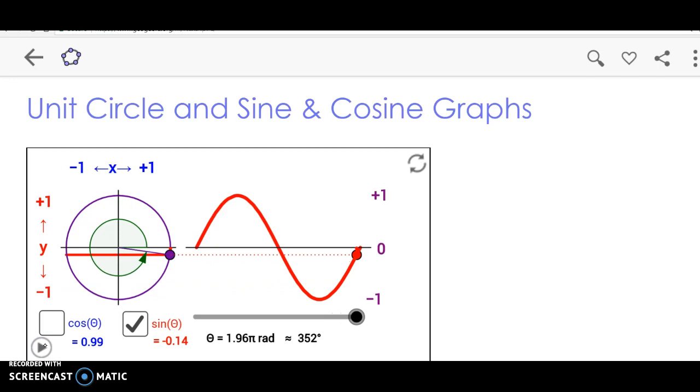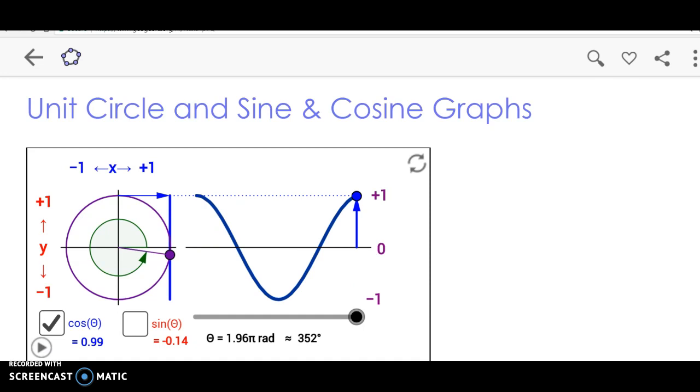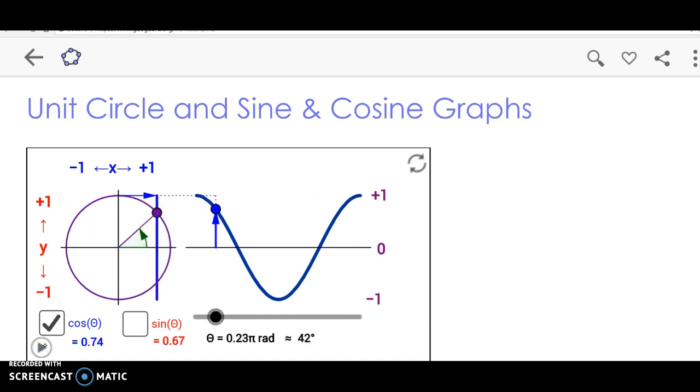And the same thing continues on and on because think of how many revolutions we can make, an infinite amount in both directions. The same thing is true for our cosine graph. Let's see if I can, there we go, at 0. So at 0, our graph, we know, or hopefully we know, starts at 1, which is true also on the unit circle.